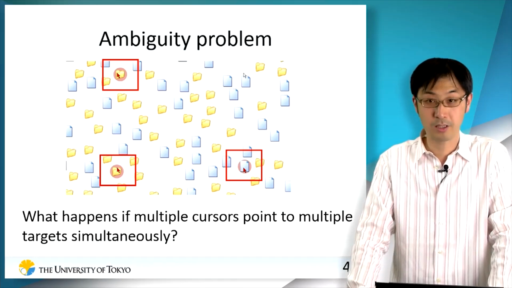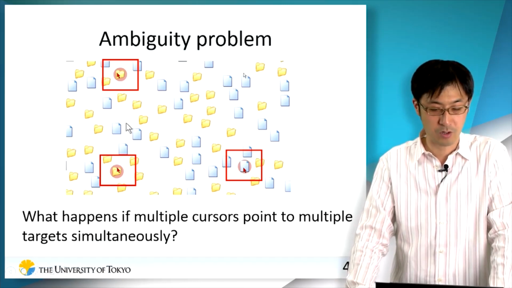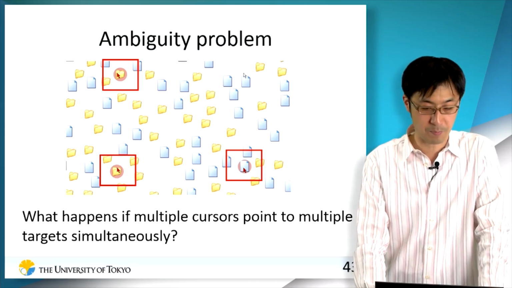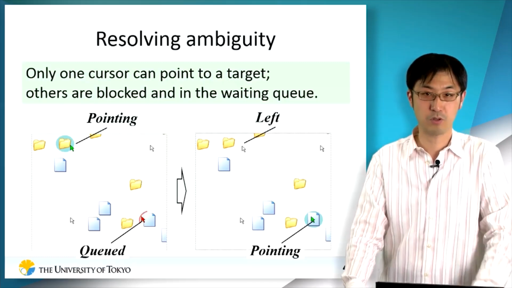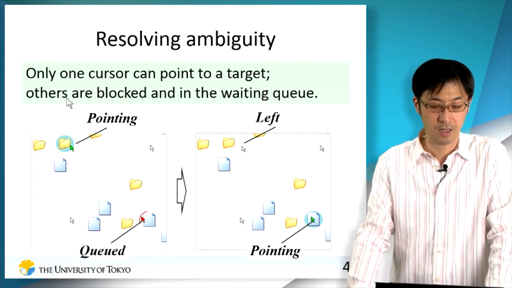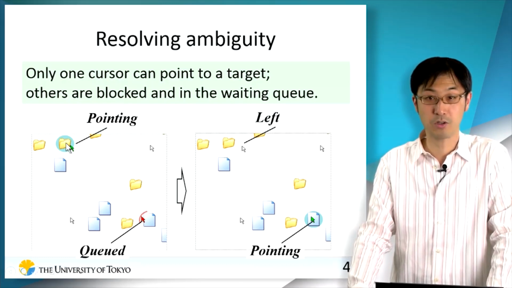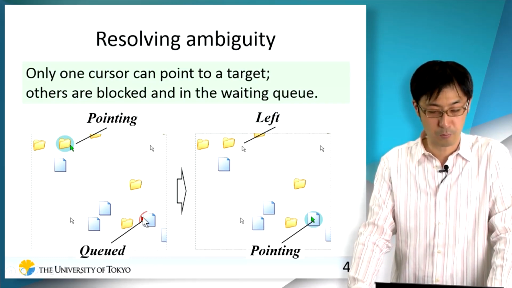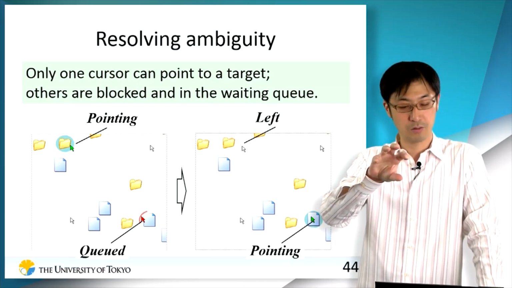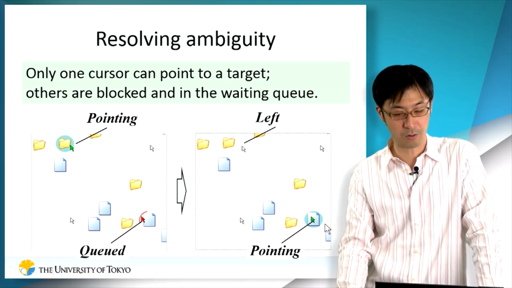As we have already discussed in the video, there is an ambiguity problem. If multiple cursors point at multiple objects at a time, this can be a problem. To address this, we allow only one cursor to point at a target, and the others are blocked and placed in the waiting queue. Here, a green cursor points at this object, and this red one is in the waiting queue. Then the user continuously moves the mouse cursor down, and the green one goes out, and then the red one goes into the object.